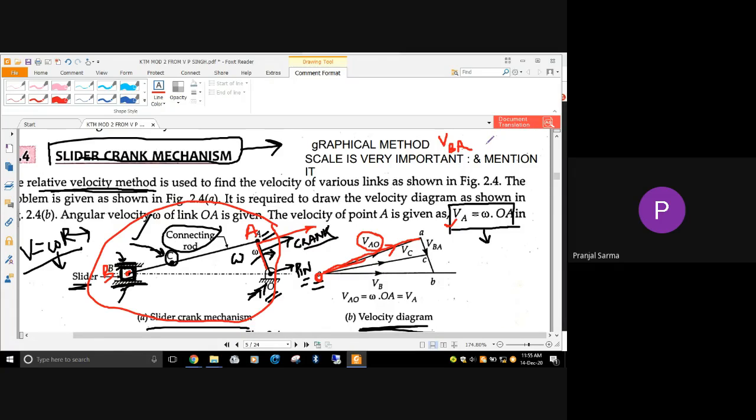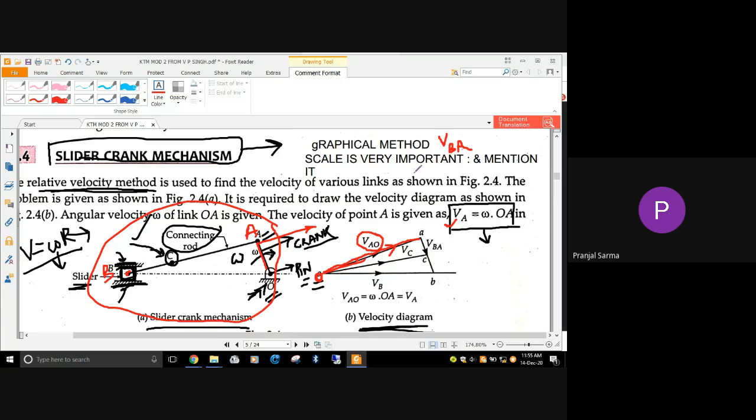Now if we want this VBA, the velocity of point B with respect to A, once again we might not know the values right now, we cannot use v equal to r omega, that kind of numerical value. Right now I don't know it, but I know its direction. It's a rigid link here, and for that the direction of velocity is always perpendicular to the link itself. That much knowledge we have.